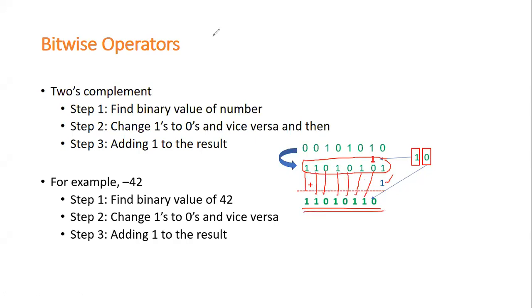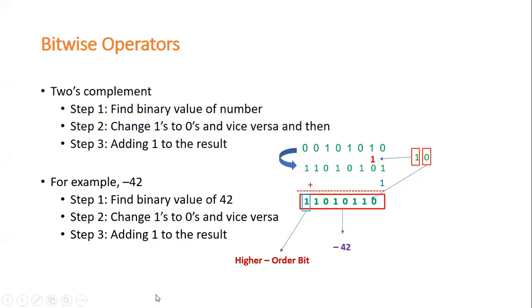So what is this? We call this entire number minus 42. Now the most important thing here is, we call this the higher order bit. This is a negative number. For negative numbers, the higher order bit will always have the value 1. For all negative numbers, the higher order bit, which is the last bit, we call the higher order bit or MSB. MSB stands for most significant bit. For negative numbers, the MSB will always be 1.